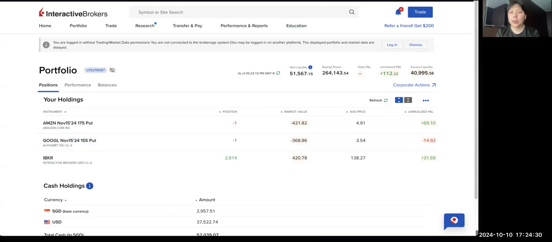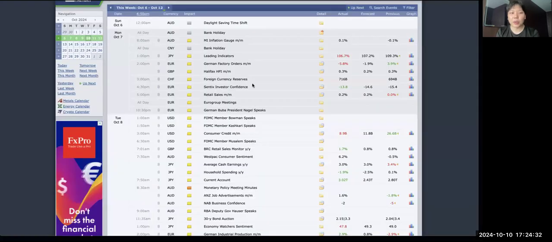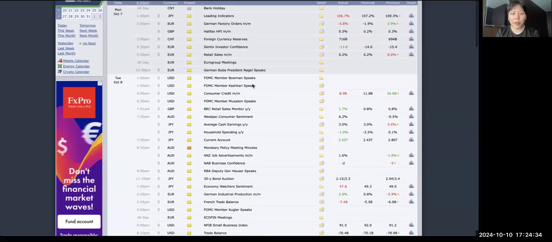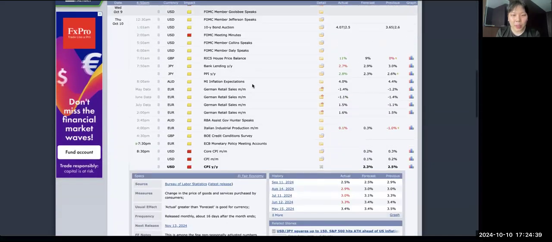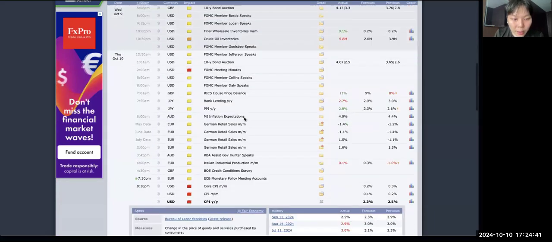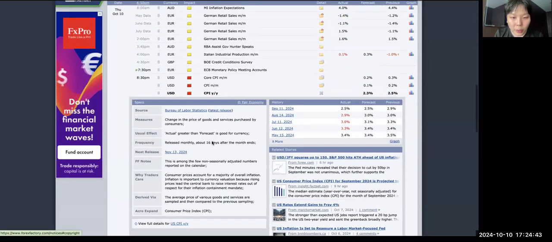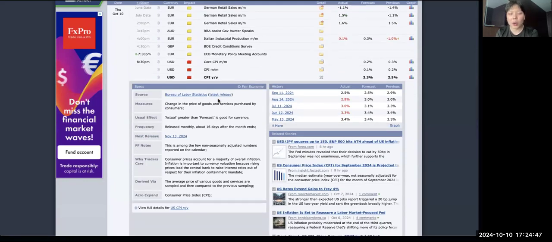And there are some key events that are going to come out today, which you have to take note of. So later on today, there will be the CPI, or Consumer Price Index. I have it open over here. So this basically tracks how much consumers are actually paying for their goods and services and so on.